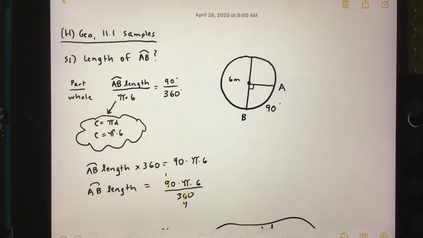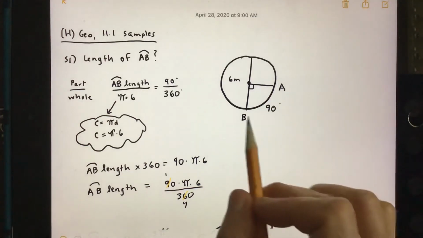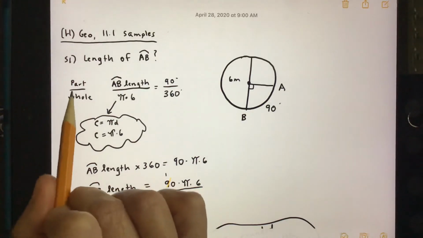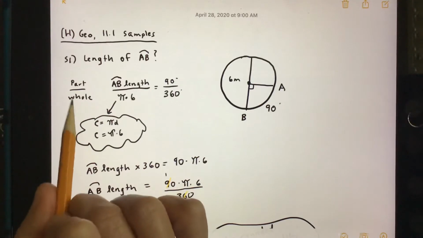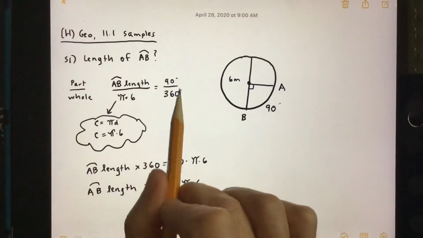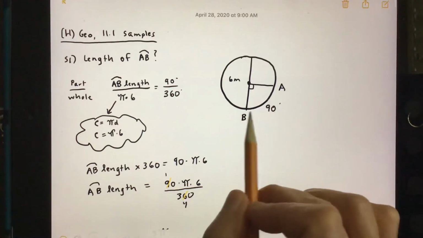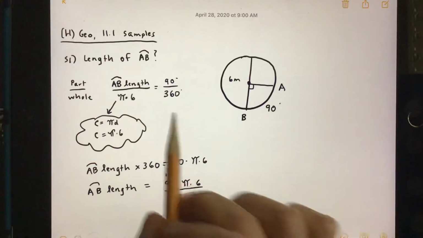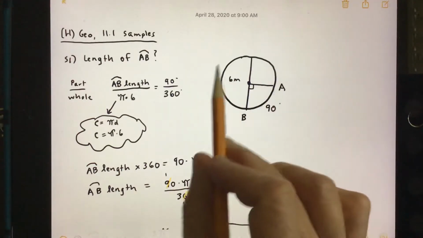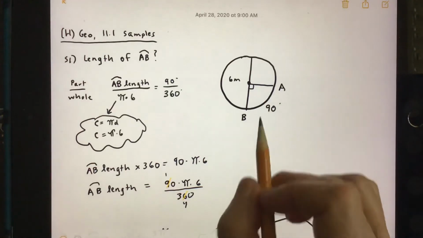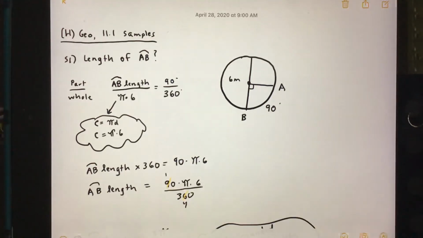So to figure out the answer to how long is it from A to B, what is its length, we're going to set up a proportion. So we're always comparing the part to the whole. So I'm going to start over here on the right hand side. The part we're interested in is this 90 degree angle here for this measurement of the arc, 90 degrees, and we're going to compare that to the entire circle, which of course has a measurement of 360 degrees. That's our part to our whole, 90 to 360.